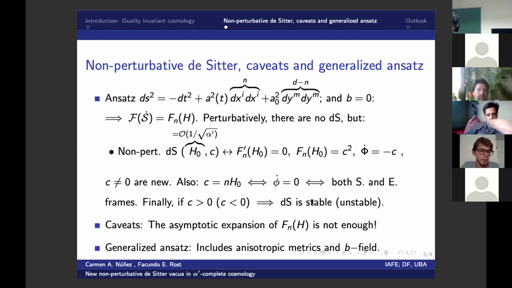And lastly, we studied the generalized ansatz that includes both anisotropic metrics and non-trivial B-field, provided certain conditions are verified. We found generalized non-perturbative de Sitter solutions, and we also found an interesting effect in which, under certain conditions, we have bounded scale factors in the very same spatial dimensions in which the B-field is turned on. Next, please.